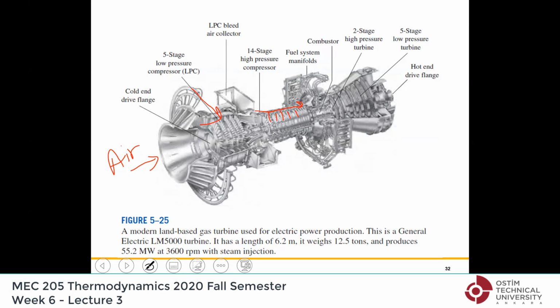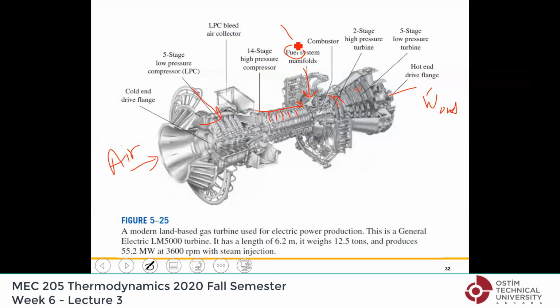And then we have fuel right here. It is sprayed into the high pressure, high temperature air. So we have a combustion here. So fuel is burned, so the temperature rises. And then it goes through the turbine right here. These are turbines, high pressure, low pressure. It forces the turbine to rotate and work is generated here. Then it is connected, so we have the power output.